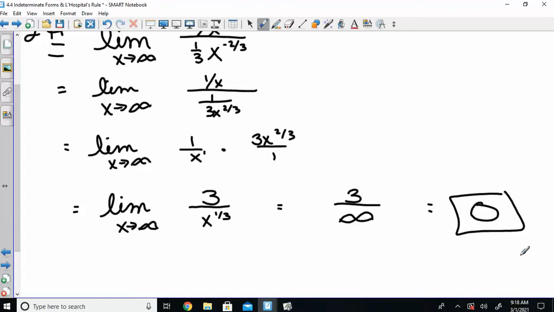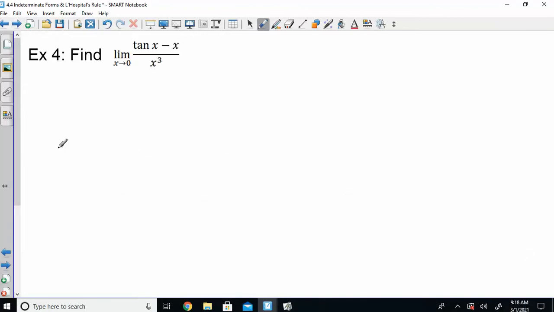Let's do a couple more. Alright. If I just plugged in 0, tangent of 0 is 0, minus 0 is 0, 0 to the third is 0. So this is currently 0 over 0. If it's 0 over 0 or infinity over infinity, that's indeterminate, and we do L'Hopital's rule.